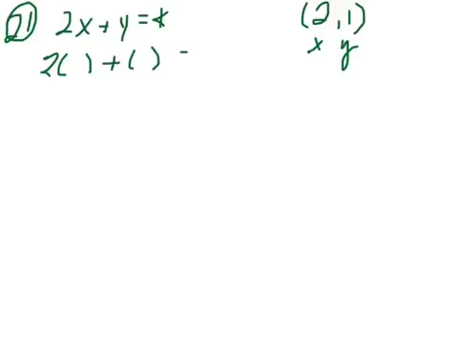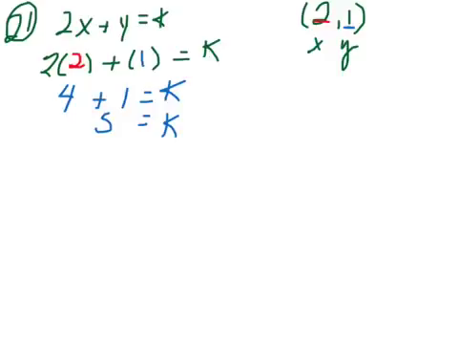2X plus Y is equal to K. Okay, my X is 2, so that's going to go here. I'll just kind of color code a little bit. And the Y is 1, so that's going to go here. So we have 2 times 2 is 4, plus 1 is K. What is K? Oh, it's 5. All I had to do was take the equation they gave me and plug in that point.